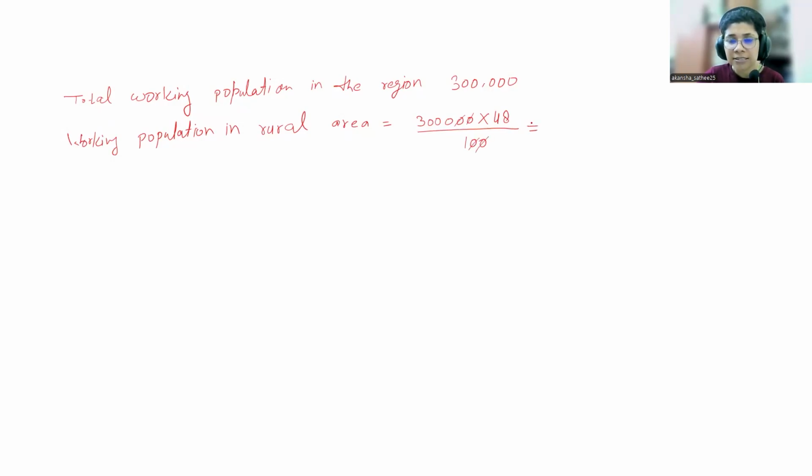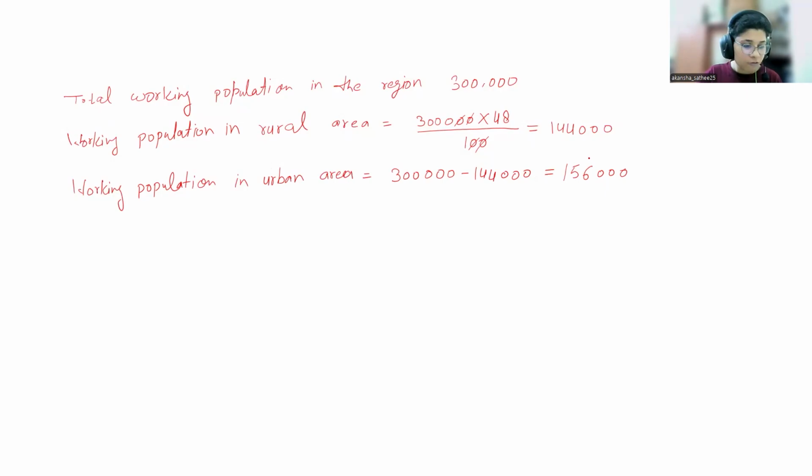0 and 0 will get cancelled. This multiplication you have to do, and I have already done that. It comes out to be 144,000. This is the working population in rural area. Now, the working population in urban area is the total minus this, because the rest of the population is in urban area. This subtraction will give 156,000. So this is the total segregation of population.